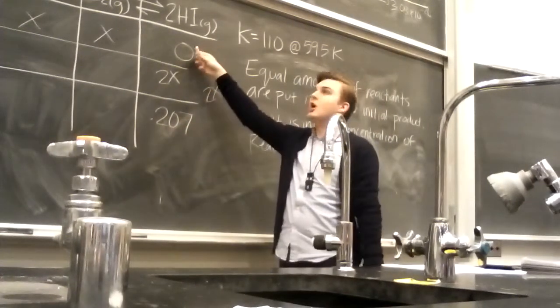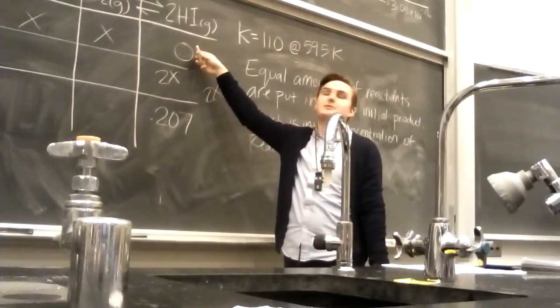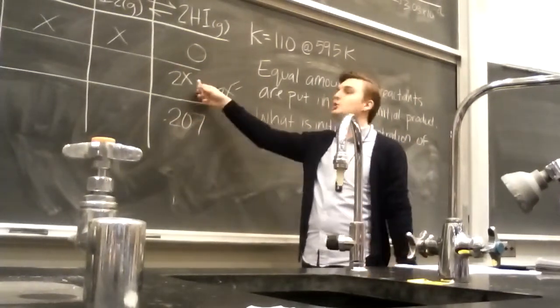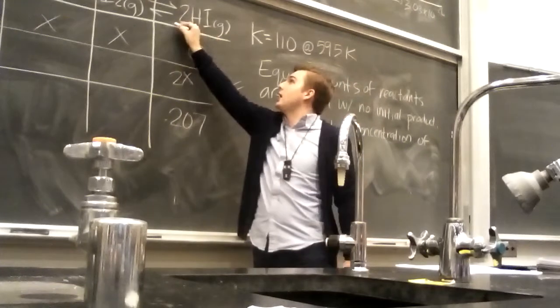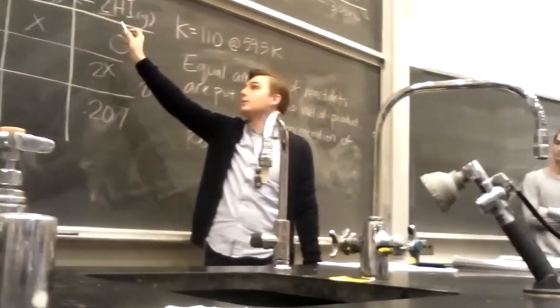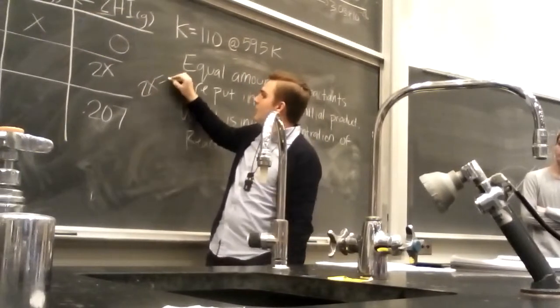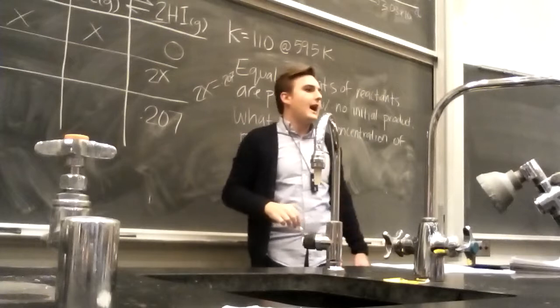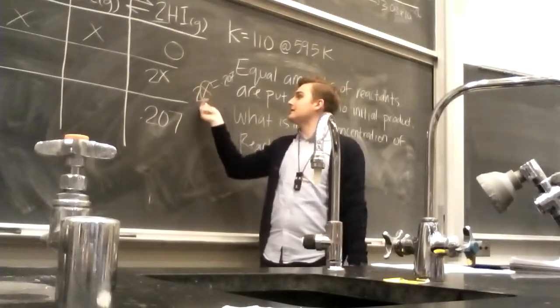I started off with no products, right? I was going to add 2x amount to get what this number is. And it's 2x, again, because of the coefficient right there in my balanced reactant. Okay, so 2x equals 0.207, right? And once I do that, I'm going to know what x equals.